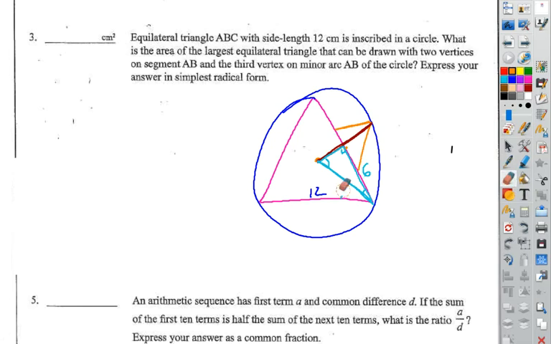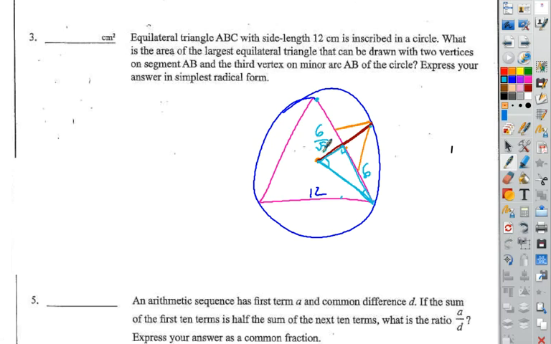I'm going to get rid of that. And the reason why I know this is because this distance from here to here is 12. I know that I drew a perpendicular line through that bisected the equilateral triangle, so we have 6 and 6. And so that means that this side is going to be 6 divided by the square root of 3.